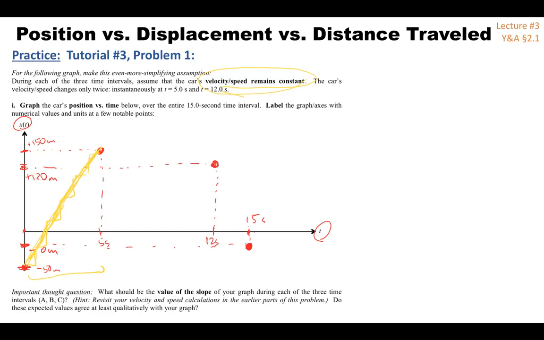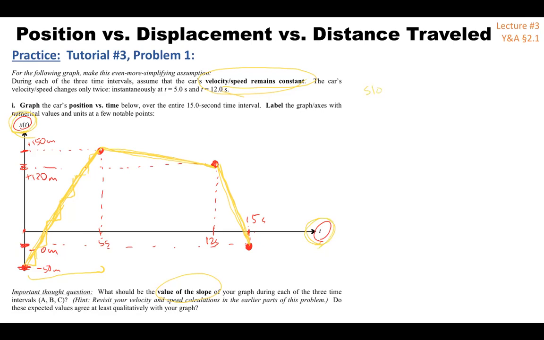In other words, the rate of change of position with respect to time will be smooth and linear. And then during the last time interval, the rate of change of position with respect to time will be smooth and linear. And finally, I have a thought question down here. What do you think the value of the slope of this graph is supposed to be during each of those 3 time intervals? Well, the slope of that graph is going to be the rate of change of position with respect to time, right? Position with respect to time.